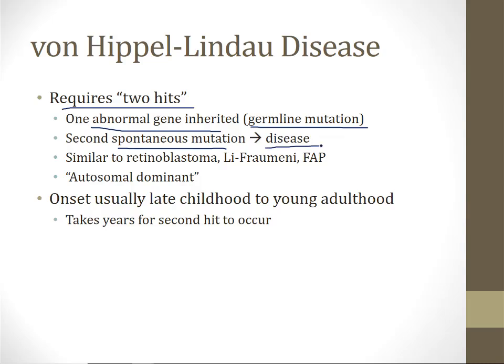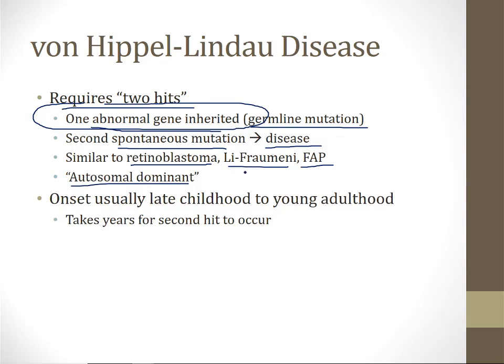And there are other disorders that are held up as a classic example of the two-hit hypothesis. They all involve tumor suppressor genes. The other disorders are retinoblastoma. This is the disorder in which the two-hit hypothesis was first described. Other diseases mentioned in talking about the two-hit hypothesis are Li-Fraumeni syndrome and familial adenomatous polyposis. All of these are considered autosomal dominant disorders because you inherit one abnormal gene, and then when you get the second hit, you develop the disorder.